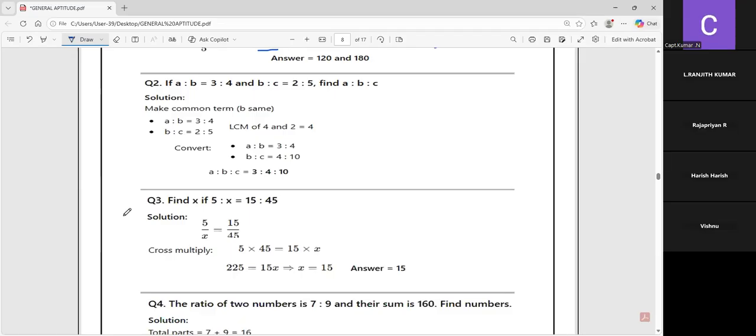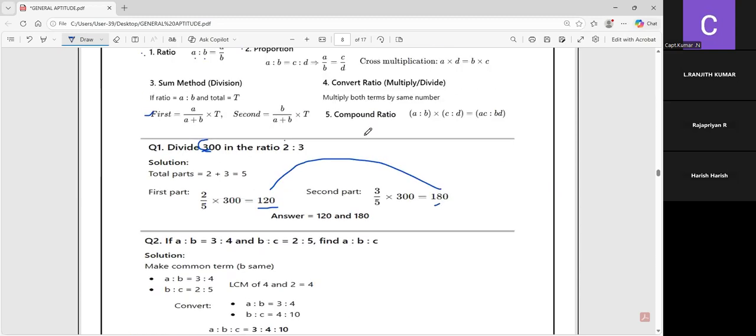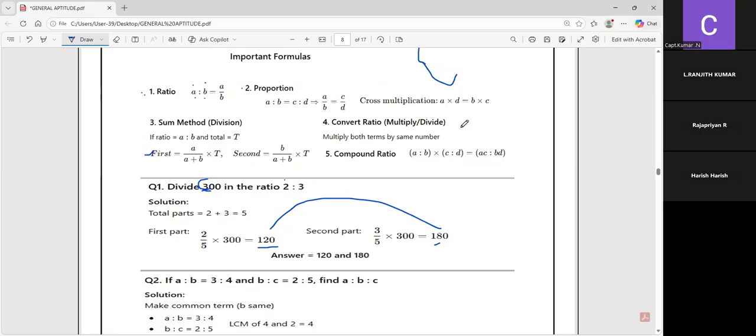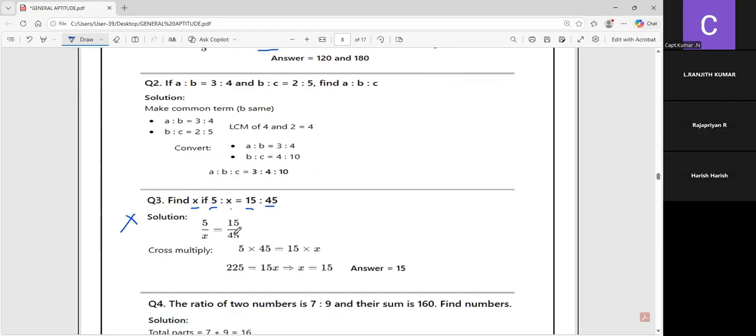This third one is an important model. We are going to find the unknown value. The ratio is 5 is to 15 equal to X is to 45. So you can write it as proportional. So 5 is to 45, cross multiplication. X into 15. So you find X is equal to 15. This is the answer for that one.